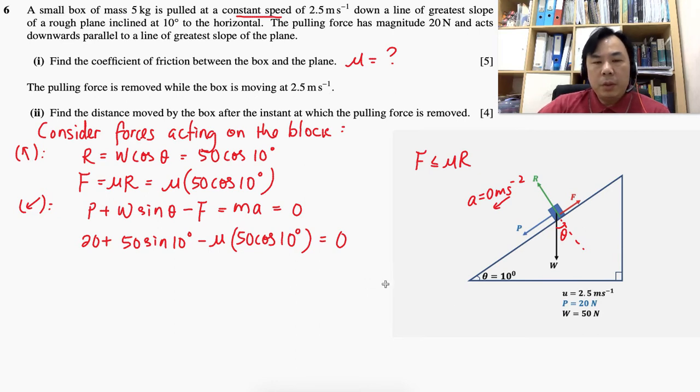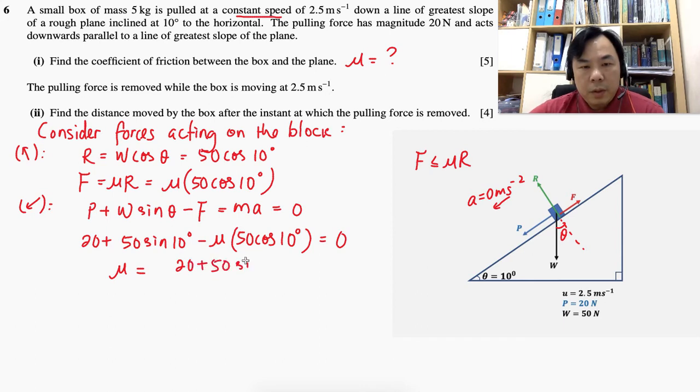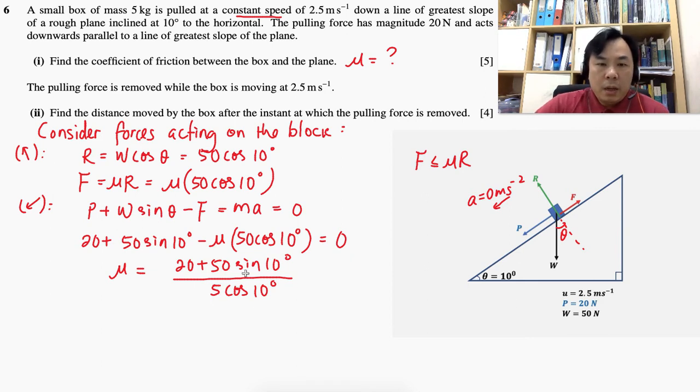Okay, so from here, all you need to do is just rearrange that, and remember what you are trying to find. We are trying to find the coefficient of friction. So by rearranging, the coefficient of friction here will be 20 plus 50 sine 10 degree divided by 50 cosine 10 degree. And then there you have it. That will be our coefficient of friction.